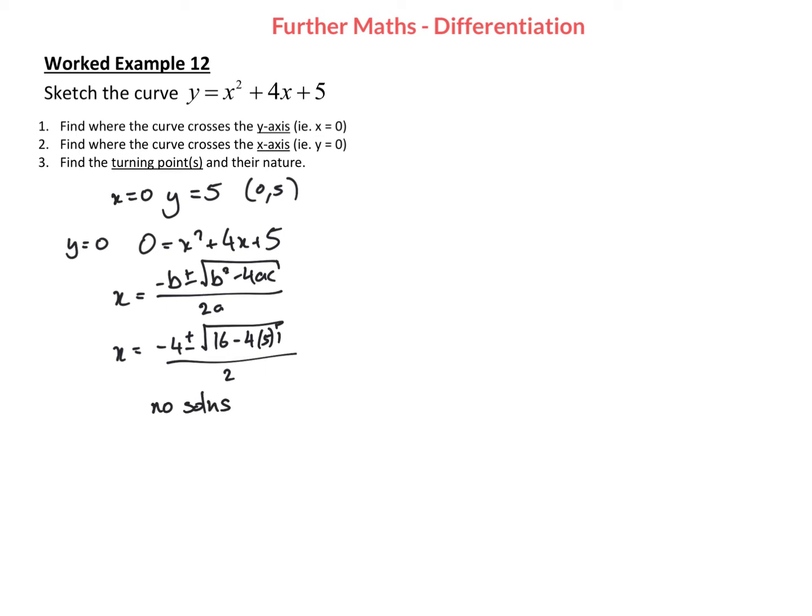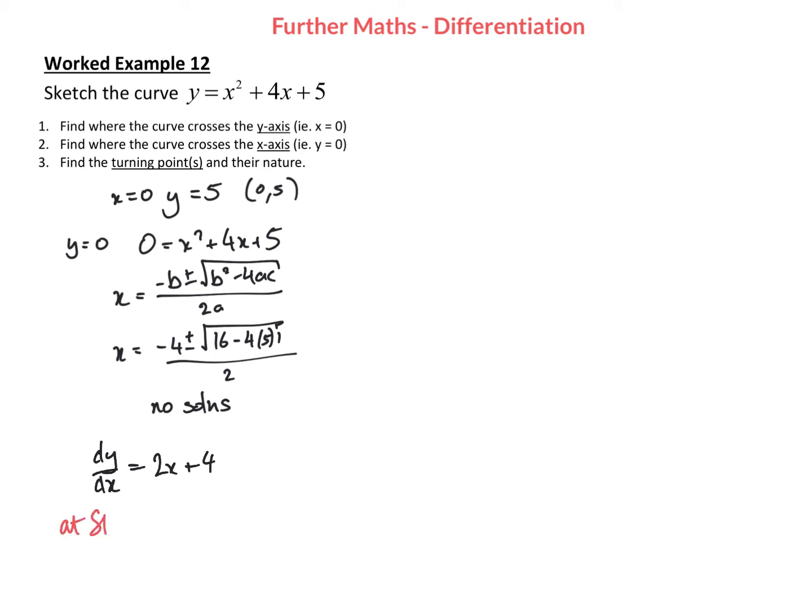And you might think, oh my goodness, that means I've done this wrong. But actually all that's saying is this curve is not crossing the x-axis. In other words, it's going to be all above the x-axis. So don't panic just yet. Next thing, where are the turning points? So let's find dy by dx. And that's 2x plus 4.